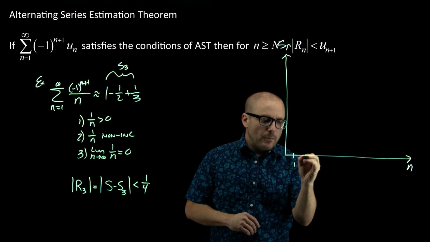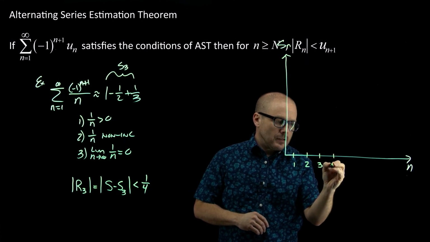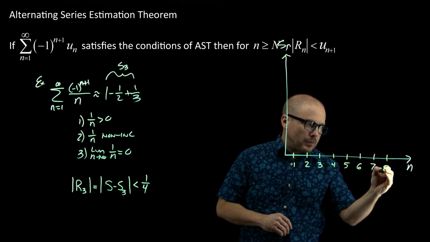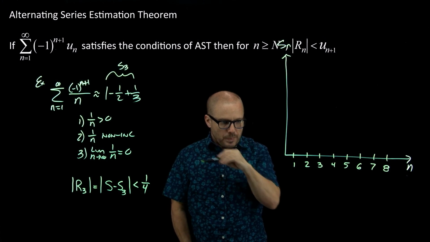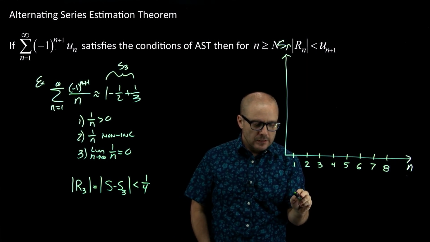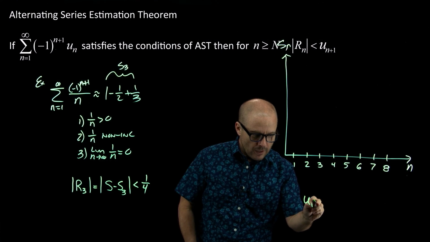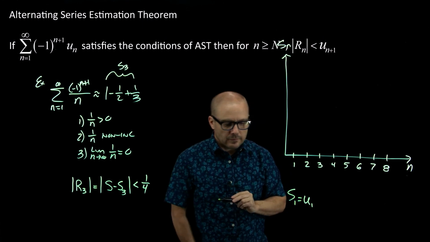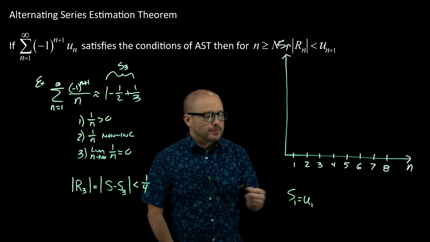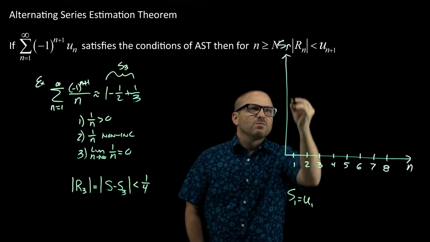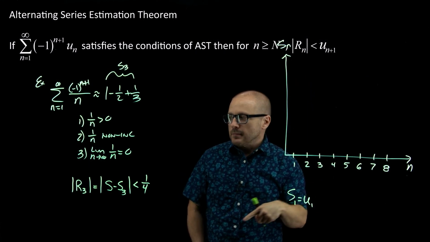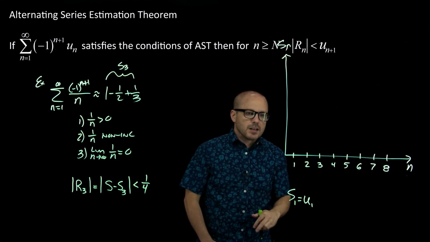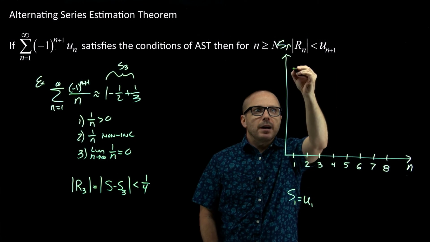So let's think about what the partial sums have to look like if you have something that satisfies AST. So think about this again, just in general. We've got U1. Our first partial sum means just add up the first term. So it's just U sub 1. And what do I know about U sub 1? Well, think about our conditions. In general, the terms have to be positive. So that's some positive number. So my first partial sum is some positive number.